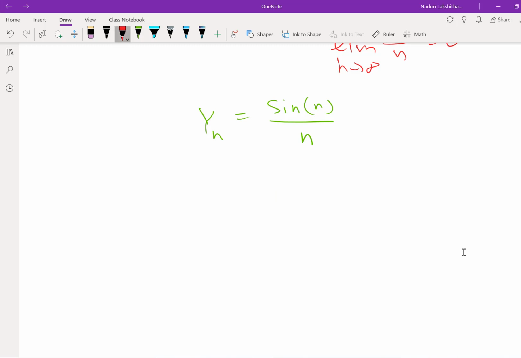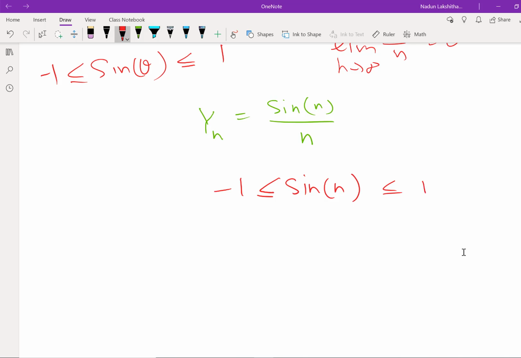Think about sine n. There's something that you always learn in calculus: sine theta is always between what numbers? Negative 1 and 1. That's something that we learn in calculus, right? So sine n is always greater than or equal to negative 1 and less than or equal to 1, right? So we know this. But how about sine n over n?